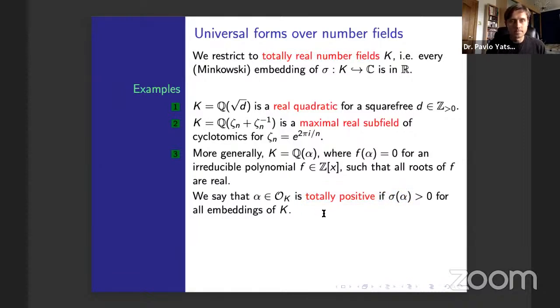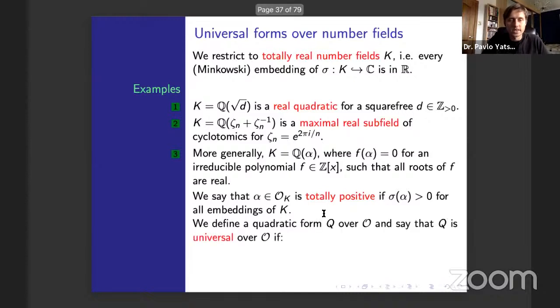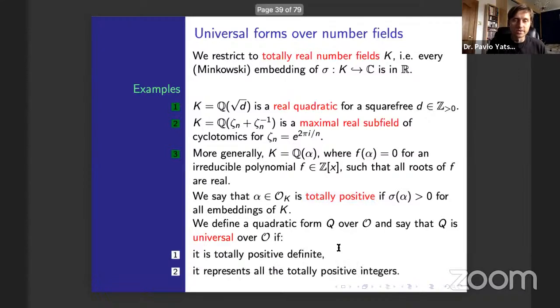And by universal form, we will mean that Q is a universal form over O if it represents all totally positive integers and if it is totally positive definite. And by totally positive definite, I mean that if we take the corresponding matrix and consider all of its embeddings, then each embedding will be a positive definite matrix. So in each embedding, we're going to get some matrix which is positive definite.